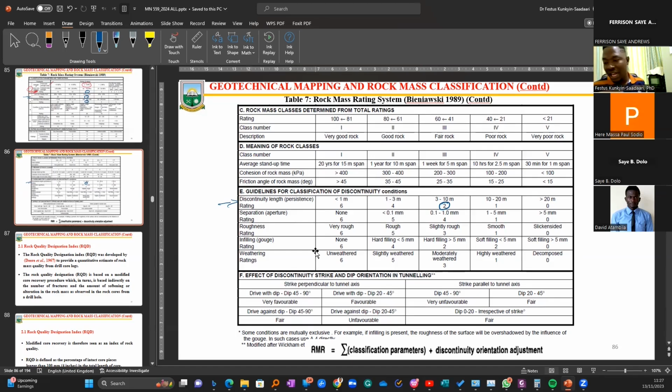So now we are looking at the separation aperture. So we are picking 5. Then the roughness. When you look at the surface of the discontinuity, is it rough or smooth? If it is very rough, we pick 6. Then we have infilling. If there are any samples or clayey materials sitting within the aperture, the space that is there, what should we go for? 2. Then the final one, is it weathered or unweathered, the surface of the discontinuity? I'm saying 2 there.